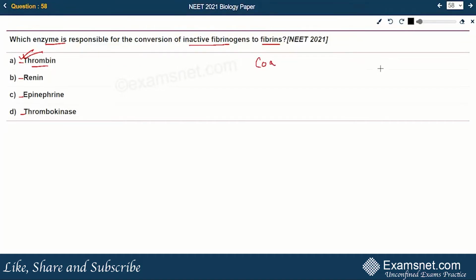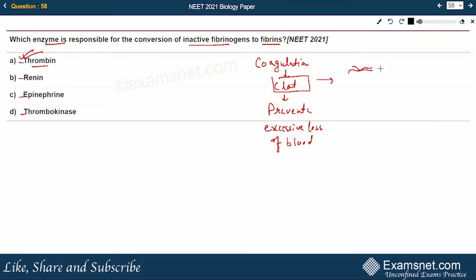What happens during coagulation? A coagulum or a clot is formed which prevents the excessive loss of blood from the body. Now, this clot or coagulum consists of thread-like structures known as fibrins. And what is the role of fibrins? Dead and damaged particles are trapped in these fibrins. Now, let's see how these fibrins are formed.